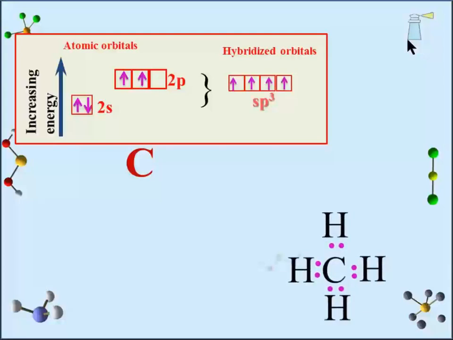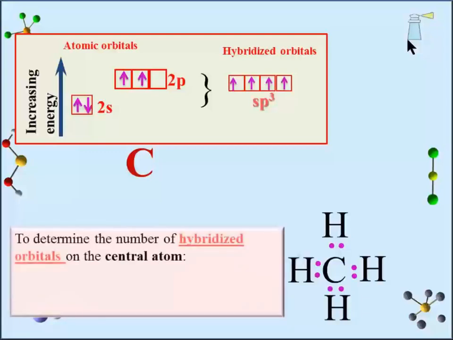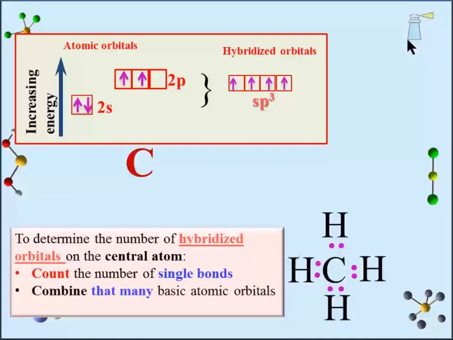While we have that dot structure of methane, we might as well bring up a rule of thumb that relates a dot structure to a specific type of hybridization for its central atom. For most students, this is as deep as they will need to go in hybridization. To determine the number of hybridized orbitals on the central atom, count the number of single bonds around the central atom. Combine that many basic atomic orbitals into hybridized orbitals. Be sure to select the lowest energy orbitals for hybridization. Remember that these are valence electrons, so it is the lowest energy orbital in the outer shell.